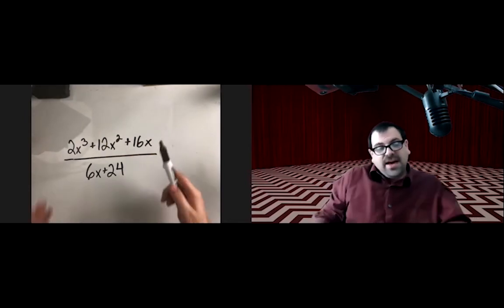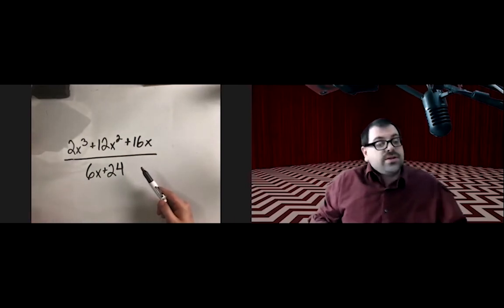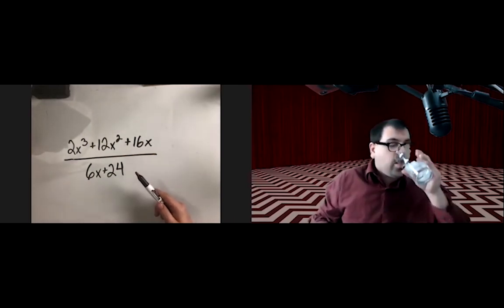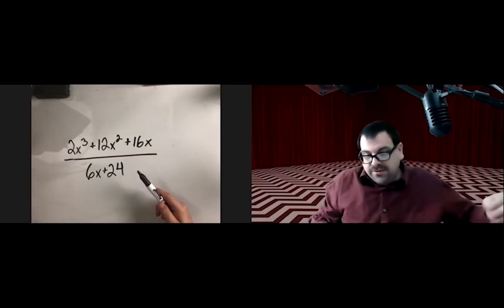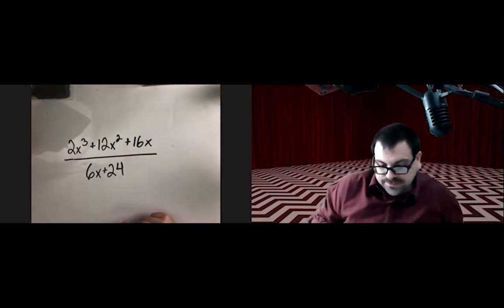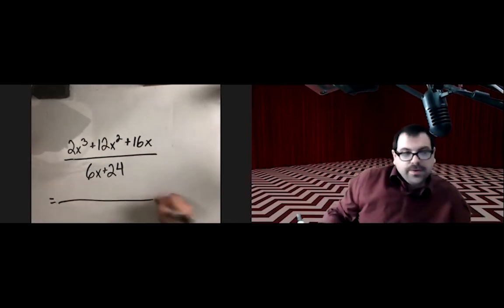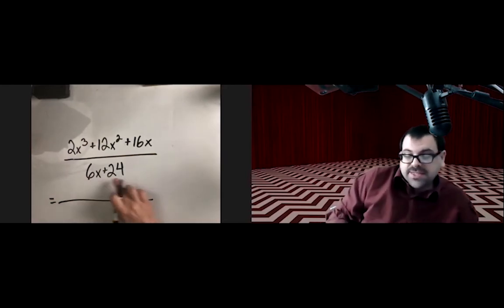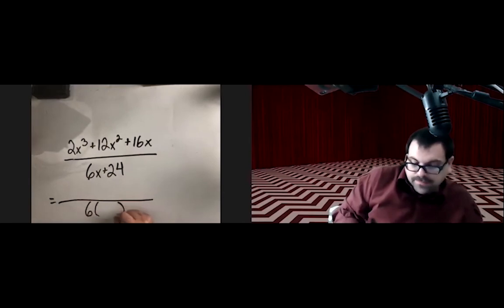So let's factor the top. Let's factor the bottom. What's the first step in factoring anything? That's right. See if we can factor out a greatest common factor. On the bottom, 6x and 24, we can factor out a 6. We're left with x plus 4.